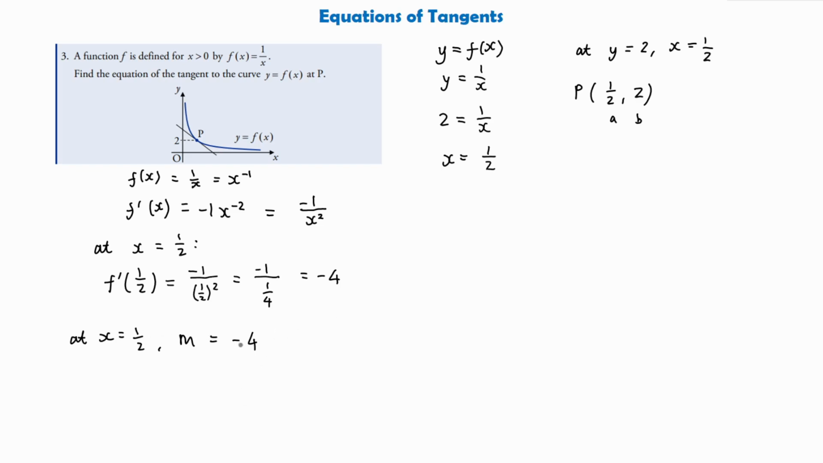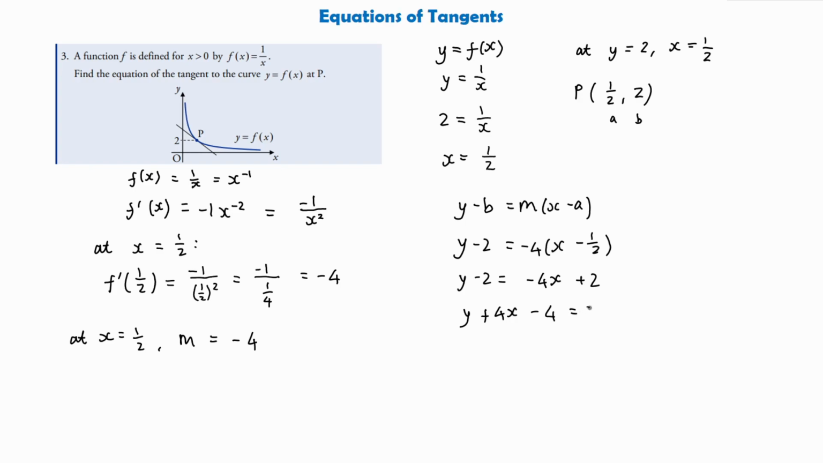So now that we have the gradient and the point on the line, we can work out the equation of the tangent by substituting everything we know into this equation. We get y take 2 equals -4, x take 1/2. We'll expand everything here to get -4x. -4 times -1/2 is just +2. And then we'll take everything over to one side, add 4x, subtract 2 to give us the equation of the tangent.